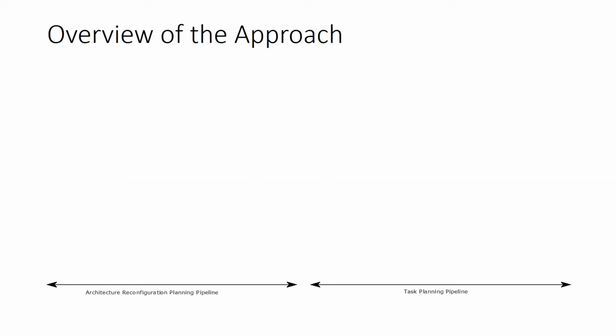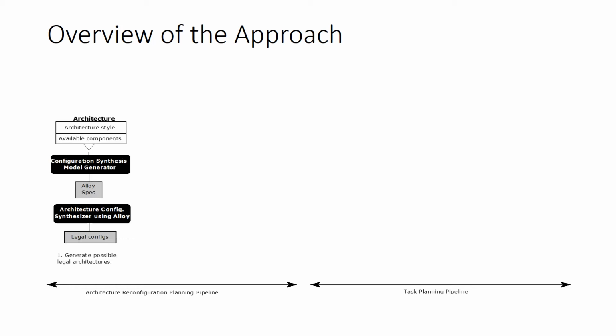Now that we have presented the main characteristics of our approach and the set of models we have in our adaptation domain, we are going to provide an overview of our approach, which is divided into two planning pipelines that take care of synthesizing architectural reconfigurations and task plans, respectively.